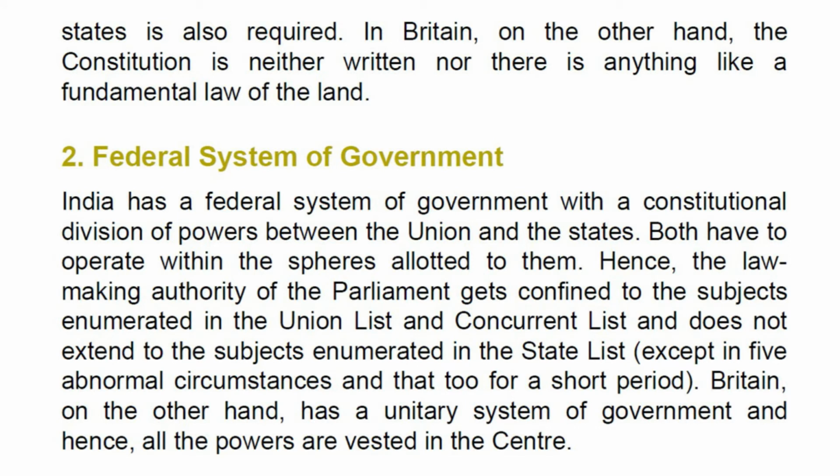In Britain, on the other hand, the Constitution is neither written nor there is anything like a fundamental law of the land. 2. Federal system of government. India has a federal system of government with a constitutional division of powers between the Union and the states. Both have to operate within the space allotted to them. Hence, the lawmaking authority of the Parliament gets confined to the subjects enumerated in the Union list and concurrent list and does not extend to the subjects enumerated in the state list, except in 5 abnormal circumstances, and that too for a short period. Britain, on the other hand, has a unitary system of government and hence, all the powers are vested in the centre.